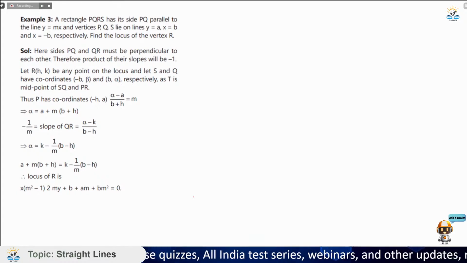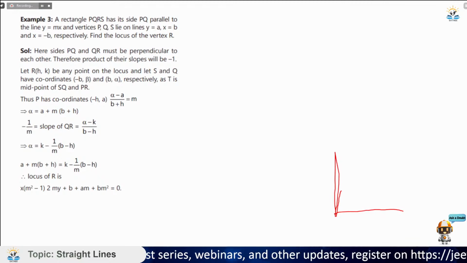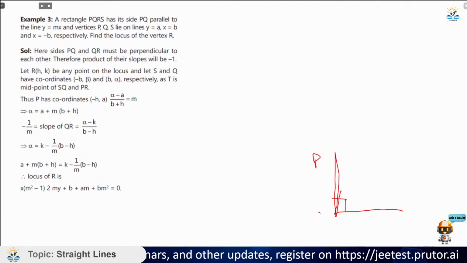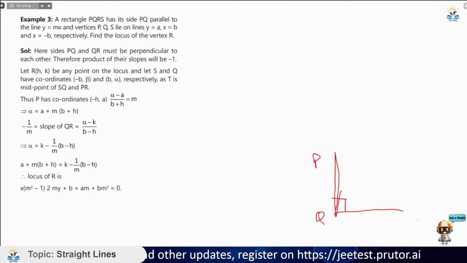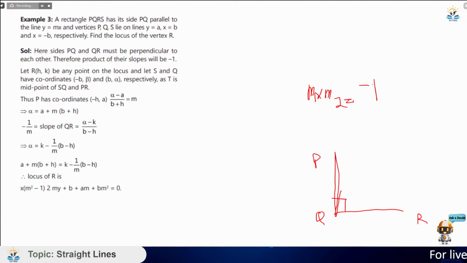Make two sides PQ and QR that must be perpendicular to each other. This is PQ and this is QR. This will be perpendicular. Therefore, the product of the slopes will be minus 1. Let's see, slope m1 multiplied by m2 is equal to minus 1 when they are perpendicular.